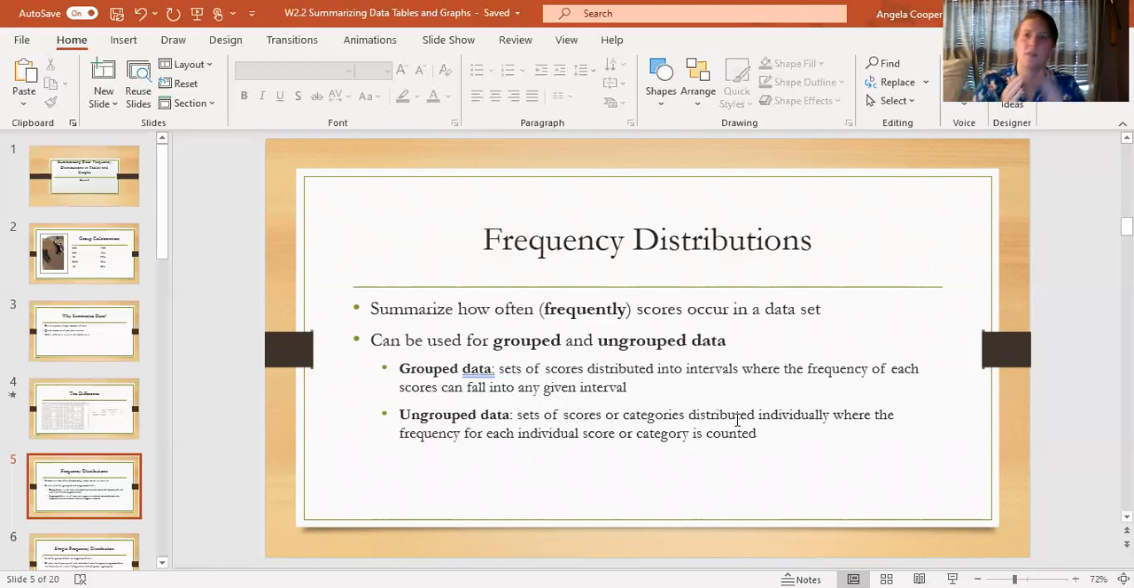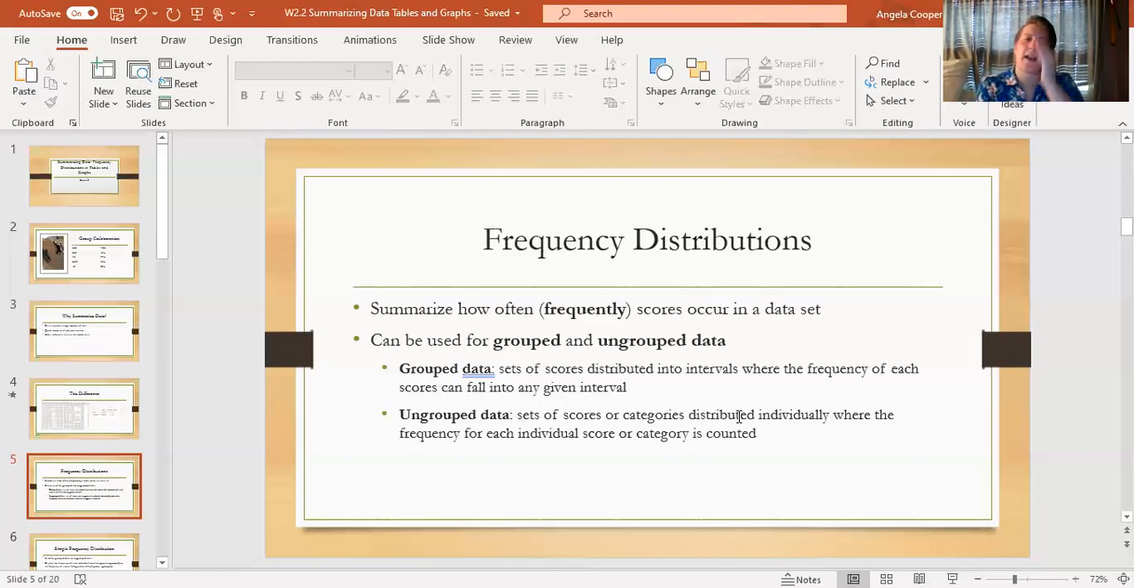So 17 to 22: 17, 18, 19, 20, 21, 22. So we have an interval width of 6. Then 22, 23, 24, 25, 26, 27, 28. So our next group would be 23 to 28. And then we'll continue on and just count how many we have in that group. But with grouped data, again, we have these intervals of sets that people fit into. You're either in the 17 to 22-year-old group or you're not.